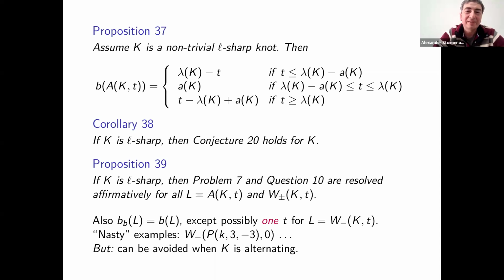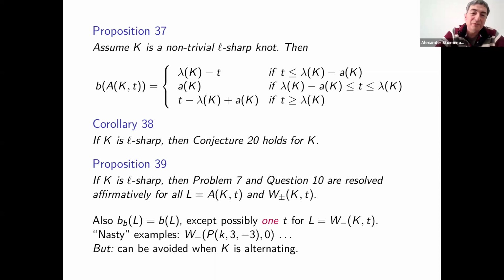So it is kind of a trapezoidal picture. So, okay. And from this, you can, of course, prove, so this implies that the minimal Bennequin index is equal to the arc index, so this is conjecture 20. And you can also resolve the question about minimal strongly quasi-positive surface and the Bennequin sharpness problem for the reverse parallel for the untwisted Whitehead doubles.